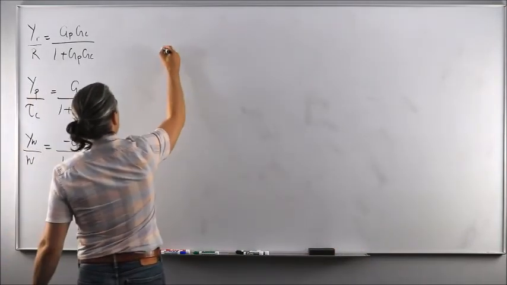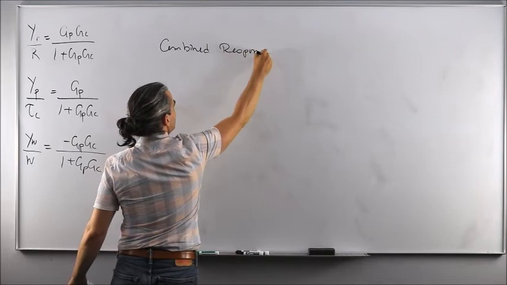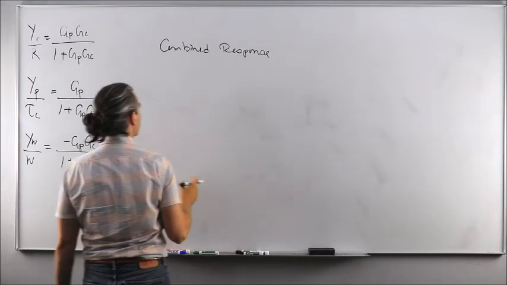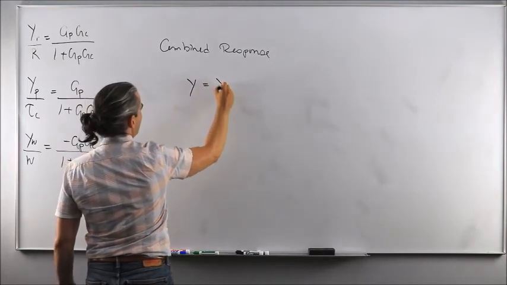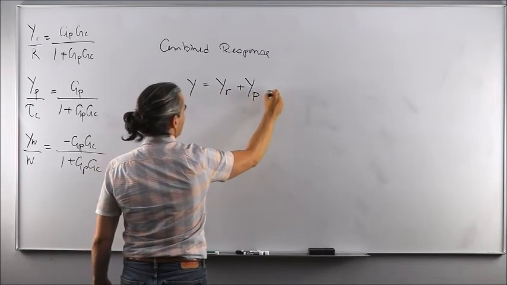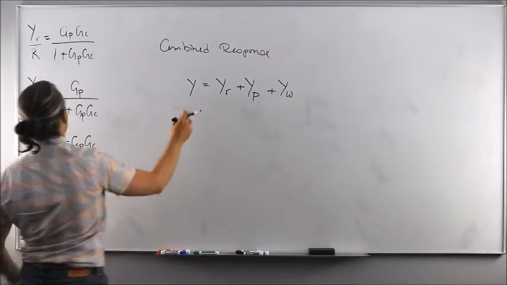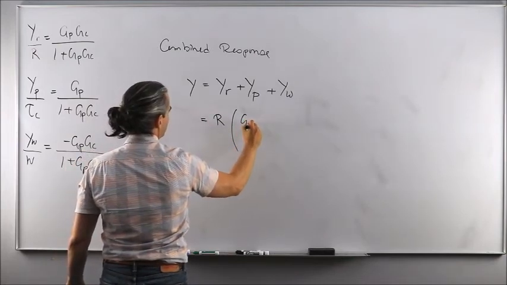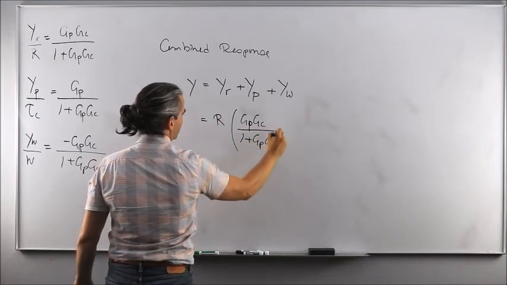So we're going to say that the combined response of the system, and we're allowed to do that because this is ultimately a big linear system. Okay, there's no nonlinearities involved. We're going to say that Y will be equal to the combination of YR plus YP plus YW. Okay, YR will be equal to R times GP GC over 1 plus GP GC.